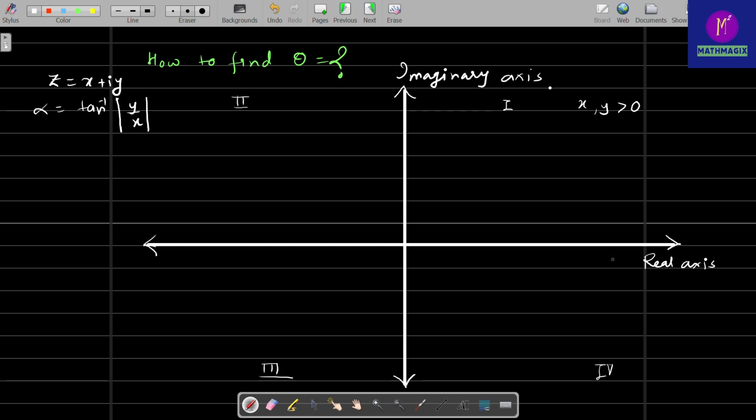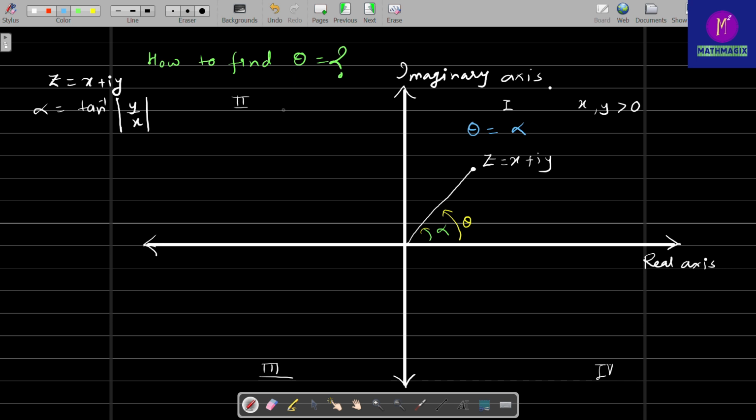So if the number belongs to the first quadrant, whenever x and y both are positive, then z is equal to x plus iy. Now let us see what the angles alpha and theta are. Here clearly this is alpha, and as we are in the first quadrant, alpha and theta both are the same. Always remember, theta is the angle measured from the positive real axis. So when we are in the first quadrant, theta and alpha both are the same. So I'll mention that theta is equal to alpha in the first quadrant.